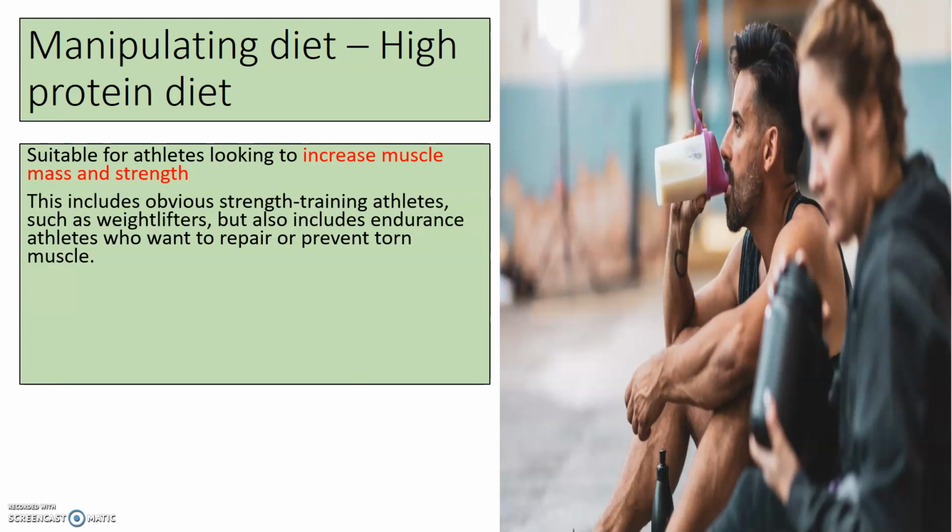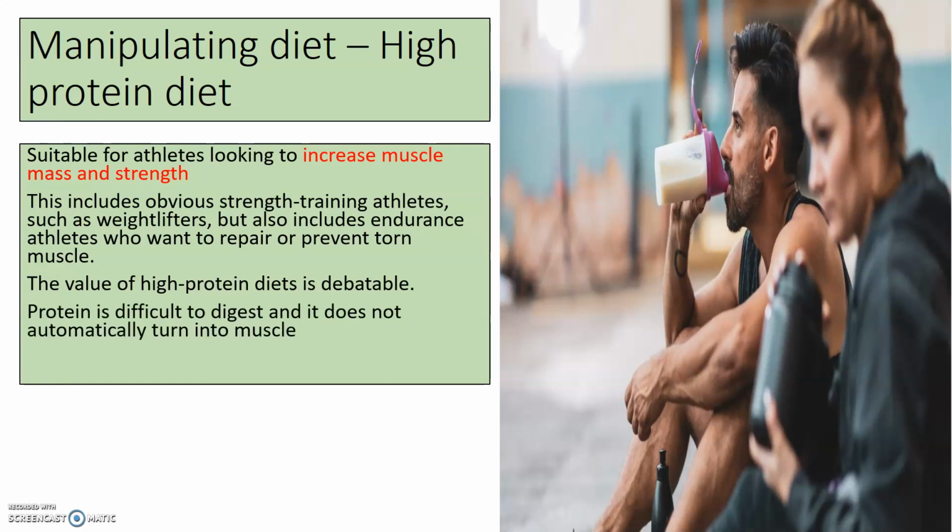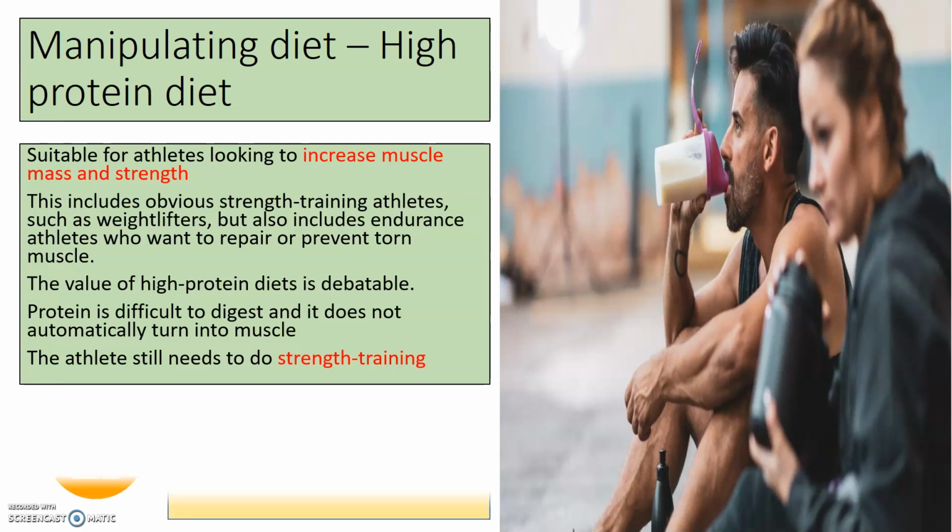Now, this type of diet is a little bit debatable as to whether it works well or not and the value of it, because ultimately protein is actually difficult to digest, and it doesn't always go through our digestive system properly, so that we don't take in all of the protein required. So we still need to lift weights, we still need to do types of strength training, in order to see the benefits. It can't just be a protein diet that's going to help us to improve the peak of our performance.